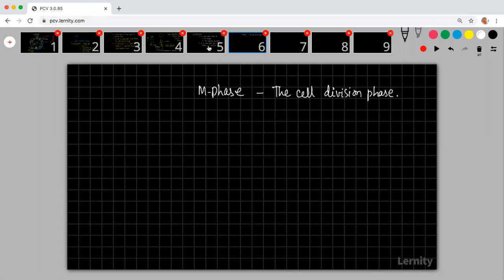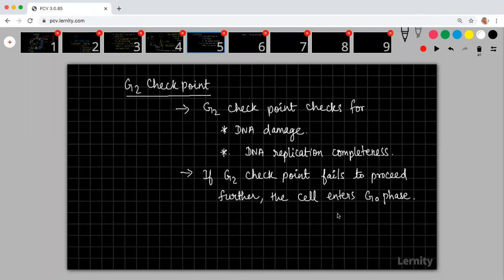Okay, someone wants slide 5. Okay, I'll show. Okay, you can also write one more point here. This is driven by CDK, the class of proteins that are responsible for checking the cell cycle.